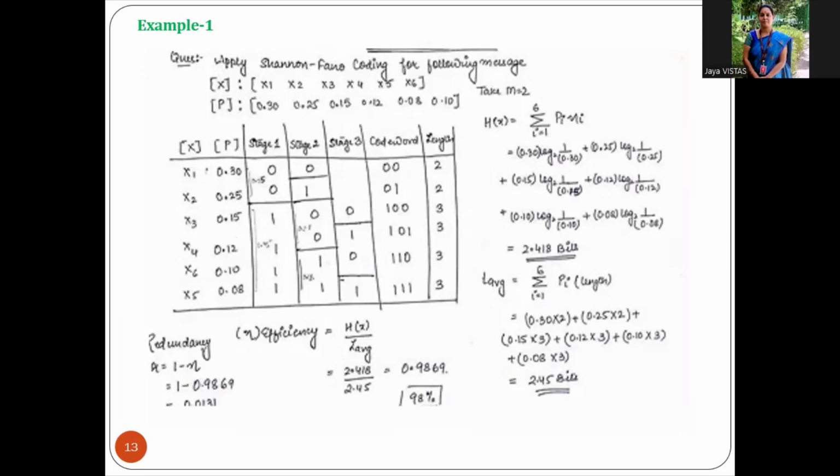Then the next step is to assign bits. The uppermost group is assigned 0, and the lower one is assigned 1. You can assign this to each symbol. So 0, 0, 1, 1, 1, 1.